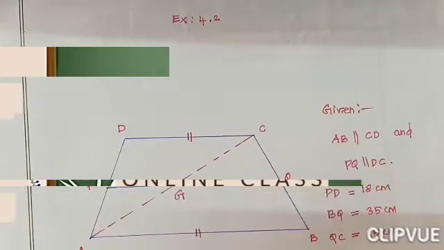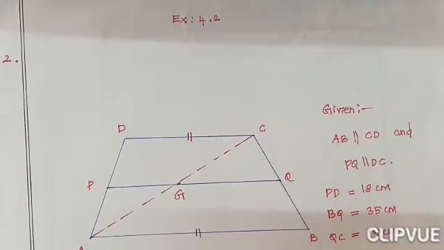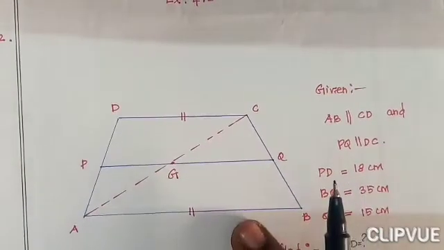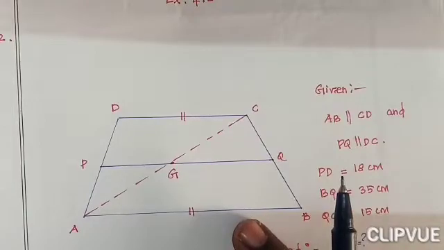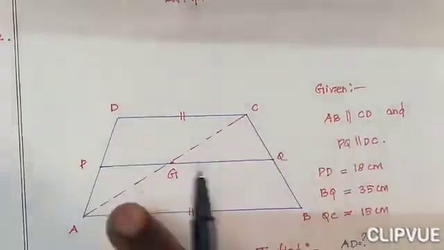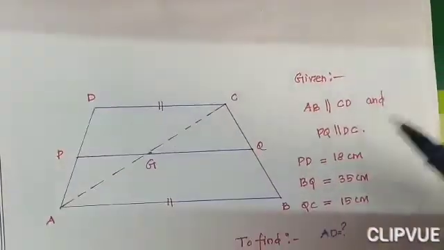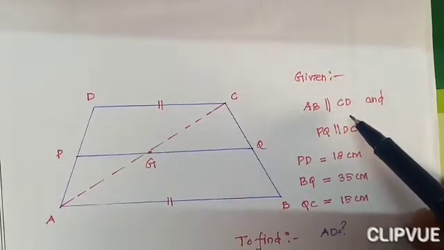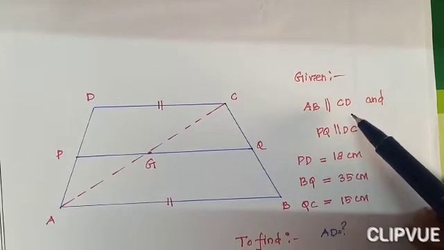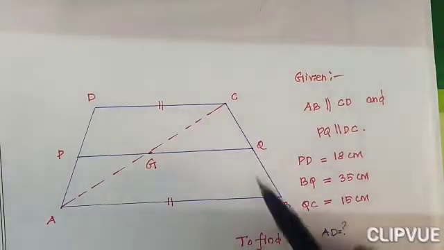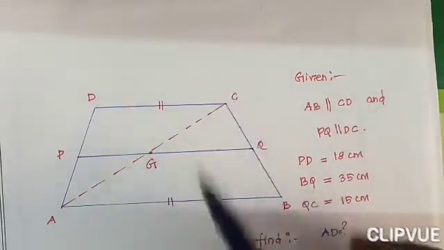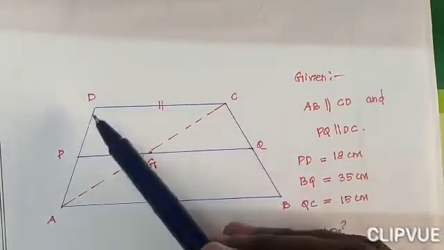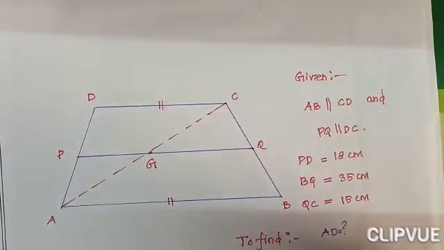Exercise number 4.2, question number 2. Look at the diagram. It is a trapezium ABCD. Here AB, which is parallel to CD, is given. You know the property of trapezium: two parallel and two non-parallel straight lines are there. The straight line AB is parallel to DC. These two are parallel. BC and AD are non-parallel straight lines, you know very well.